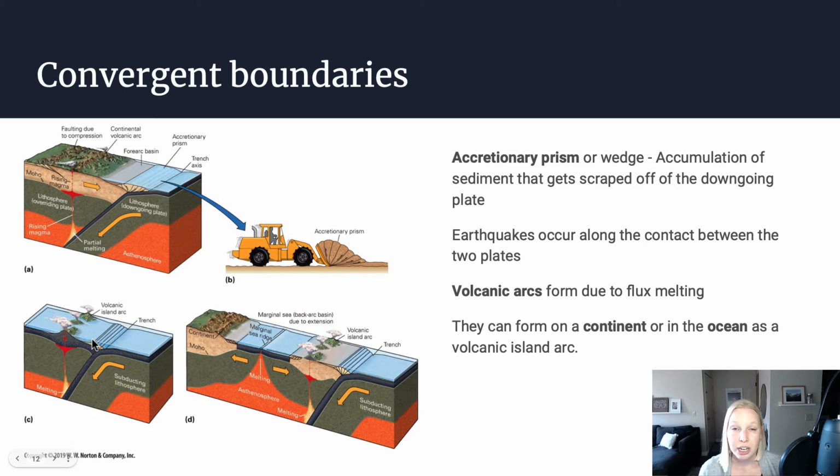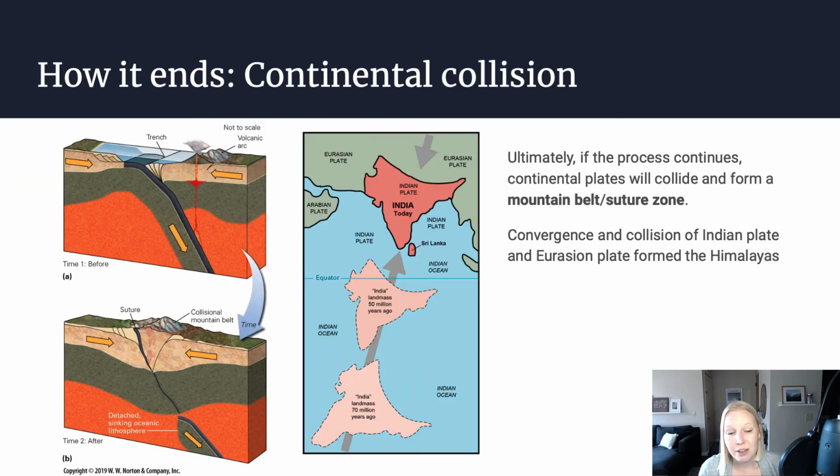When you have two oceanic plates converging, you will often still get a volcanic arc, but they will be volcanic island arcs. They'll be appearing in the middle of the ocean rather than on a continent. If you were to continue this convergence, or this pushing together of two tectonic plates, you would ultimately get a continental collision. You would have two continents that wind up converging and colliding with one another.